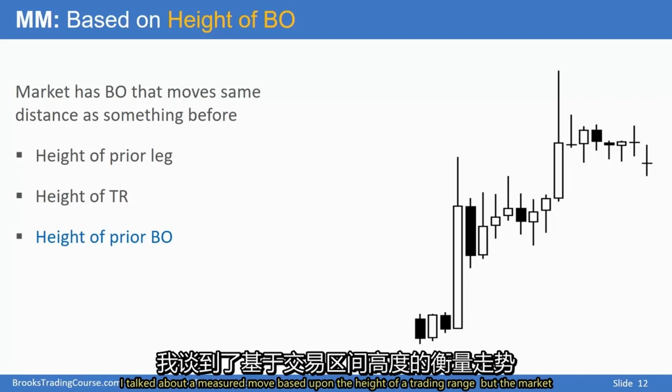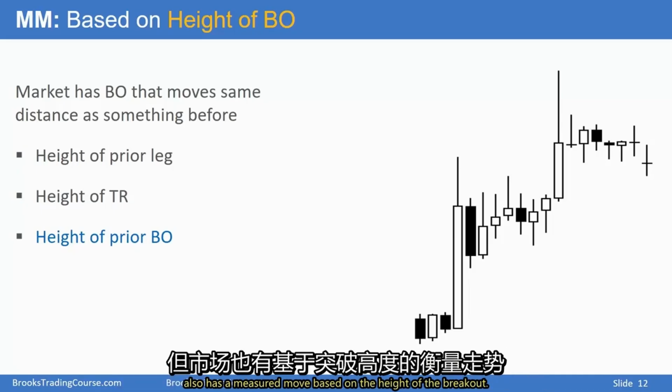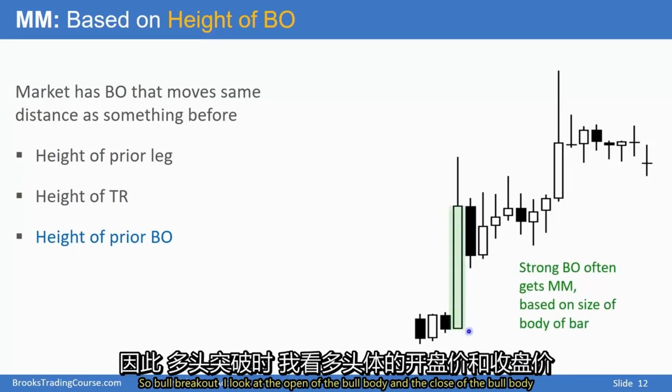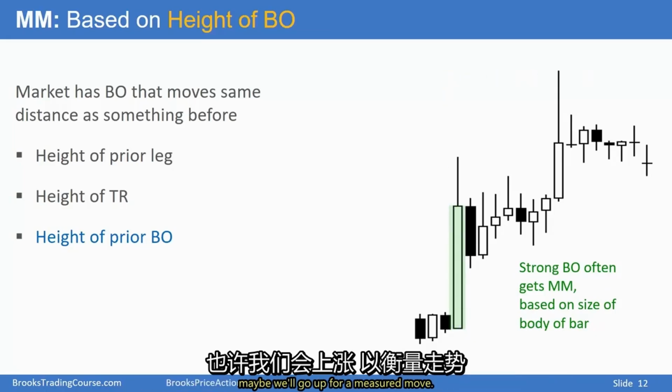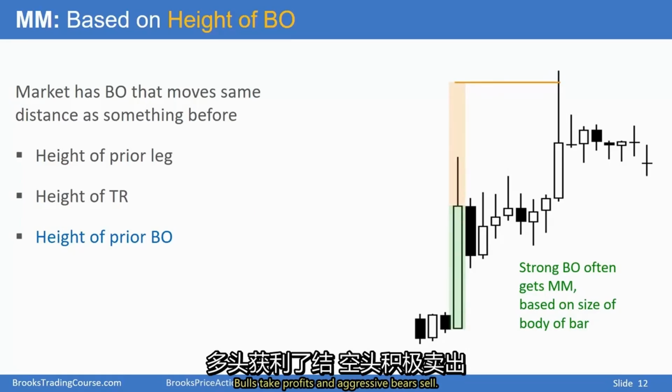I talked about a measured move based upon the height of a trading range, but the market also has a measured move based on the height of the breakout. So bull breakout, I look at the open of the bull body and the close of the bull body. Maybe we'll go up for a measured move. Bulls take profits and aggressive bears sell.